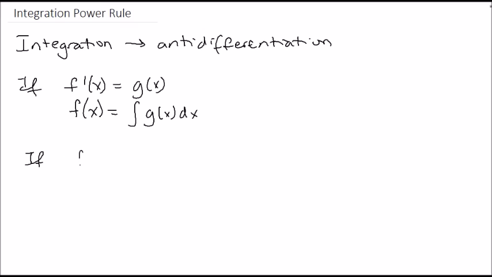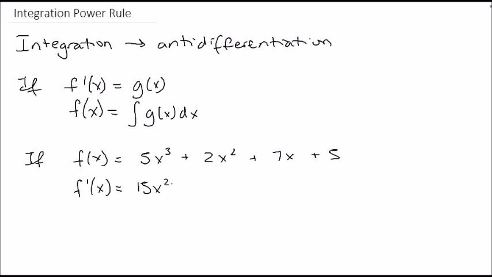So let's say f of x is 5x cubed plus 2x squared plus 7x plus 5. We can differentiate this pretty easily using the regular power rule here. It's 15x squared plus 4x plus 7 plus, well, 0. We don't have to account for that. So the way we do that is we have, say, an f of x that is x to the n, and we multiply by the power, and then subtract 1 from the power to get the f prime of x.